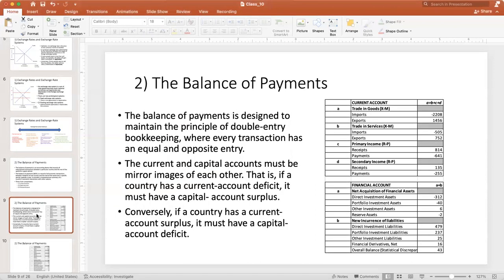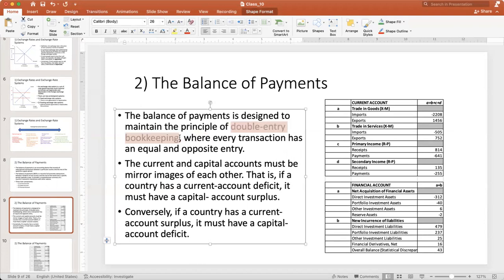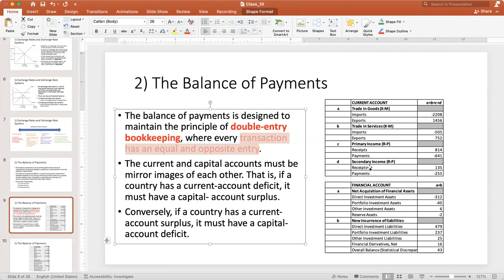In fact, you have to keep in mind, again, three basic ideas that are already set. The first one is that the balance of payment is double entry bookkeeping, which is basically that every transaction in one account has an equal and opposite entry in the other account. So here in the current account, as you can see, it's more related to the movement of goods and services. But in the financial account, it is the movement of money.